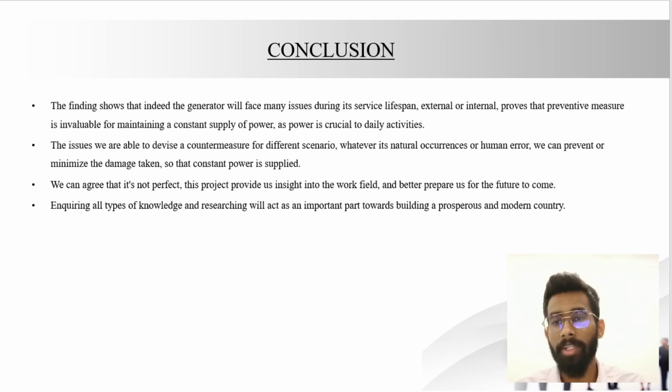In conclusion, the findings show that indeed the generator will face many issues during its service lifespan, external or internal. This proves that preventative measures are invaluable for maintaining a constant supply of power, as power is crucial to daily activities. By identifying the issues, we are able to devise countermeasures for different scenarios. Whether natural occurrences or human error, we can prevent or minimize the damage taken so that constant power is supplied. With the current countermeasures, although they are the latest, we can agree that they are not perfect.